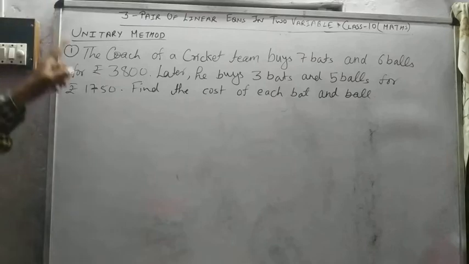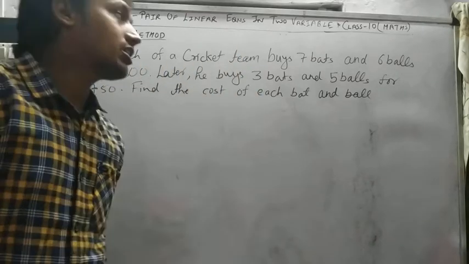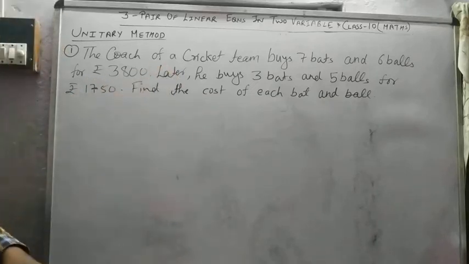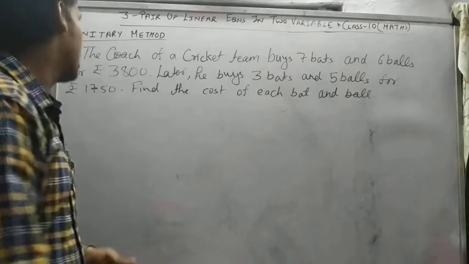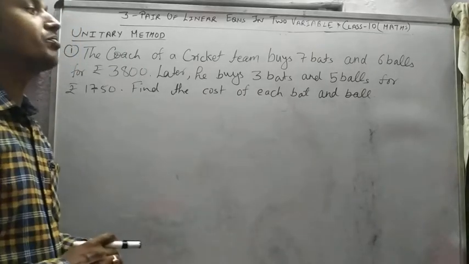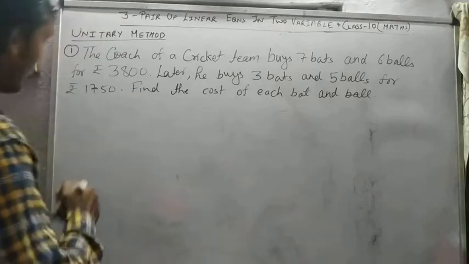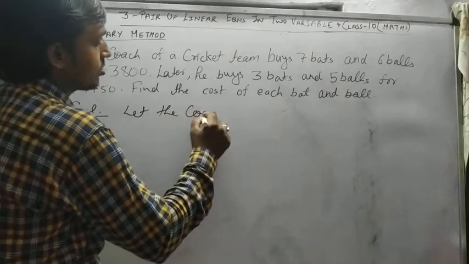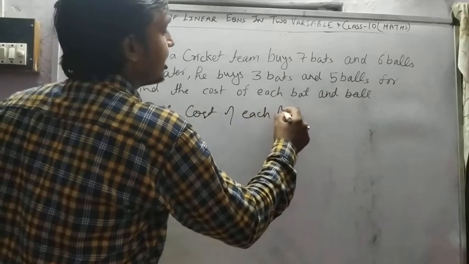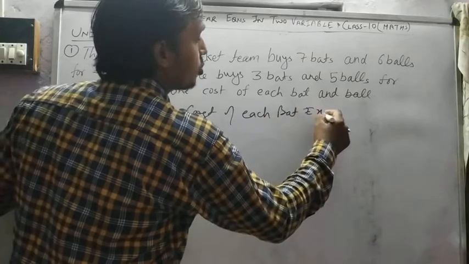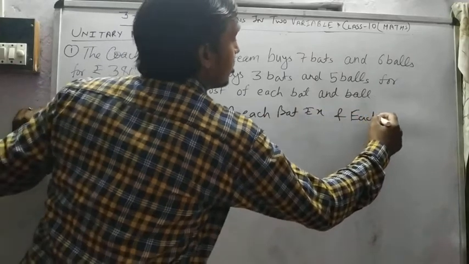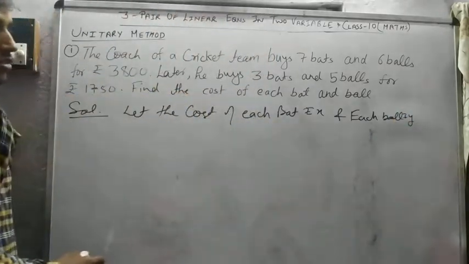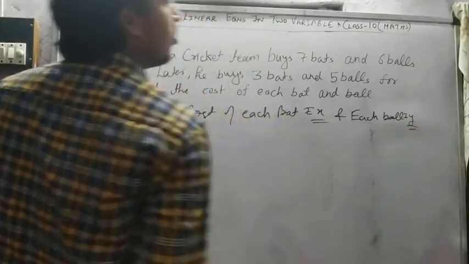So first read the question. The coach of a cricket team buys 7 bats and 6 balls for rupees 3800. Later he buys 3 bats and 5 balls for rupees 1750. Find the cost of each bat and ball. So first, let the cost of each bat be x rupees and each ball y rupees.